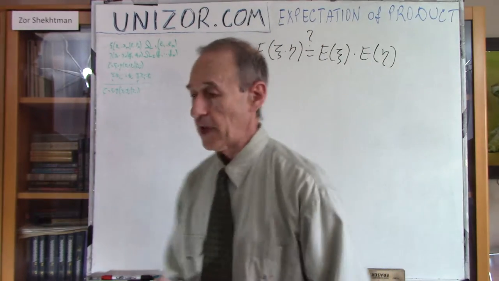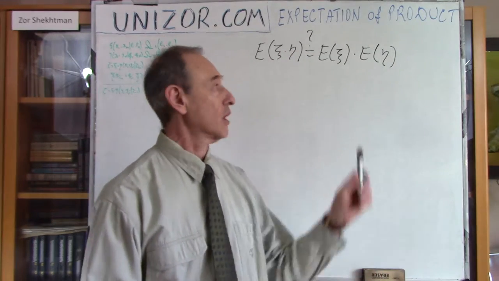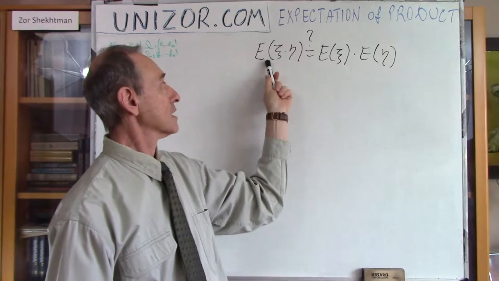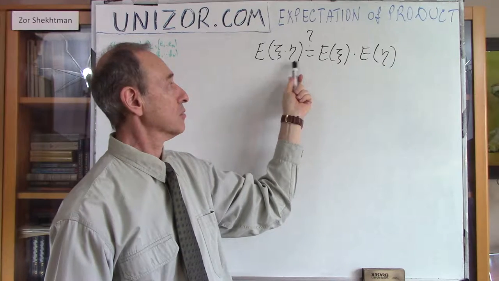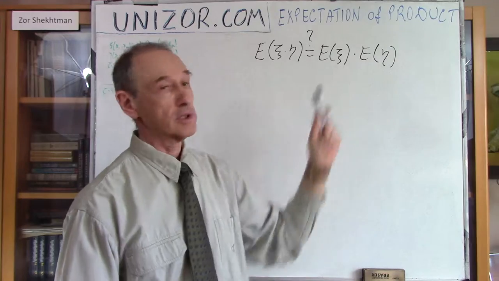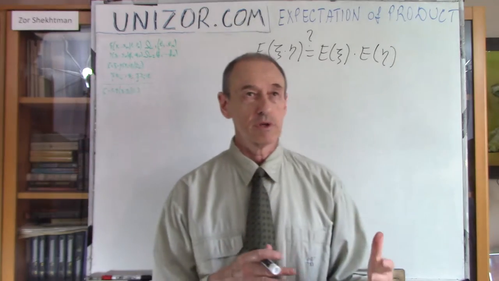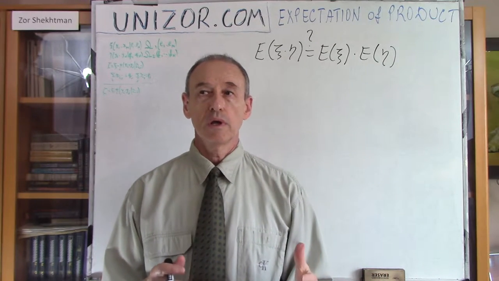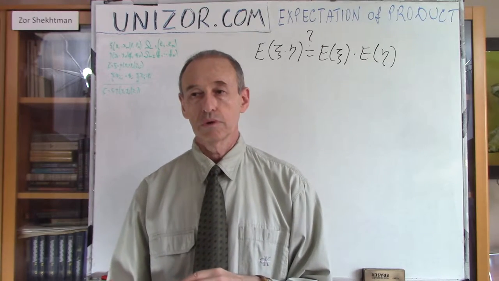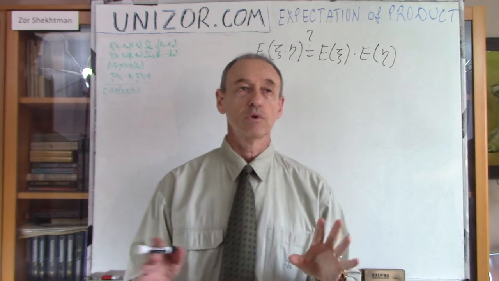Mathematical expectation of the product of two random variables. Let me just state upfront something which we will discuss. Mathematical expectation of the product of two random variables is equal or not equal, that's a question mark, to the product of their mathematical expectations. First of all, let me address this problem intuitively, and then, analogous to mathematical expectation of the sum of two random variables, I will talk about it.